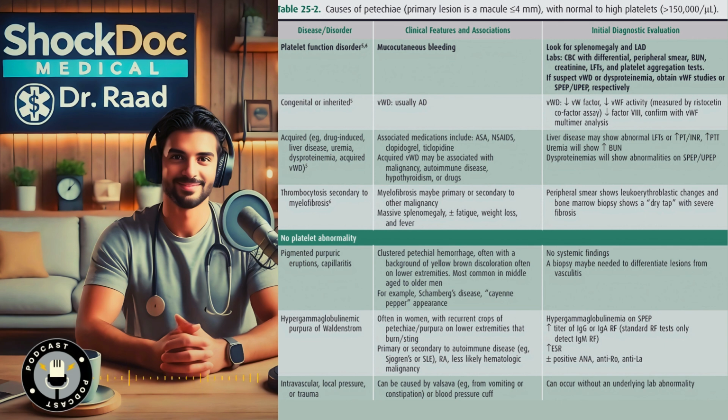Think of clustered petechial hemorrhages with a yellow-brown discoloration, often seen in middle-aged or older men, like Schamberg's disease, which gives a cayenne pepper appearance. Sometimes, a biopsy is needed to differentiate this from vasculitis.